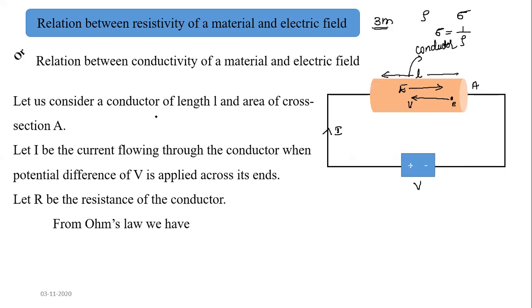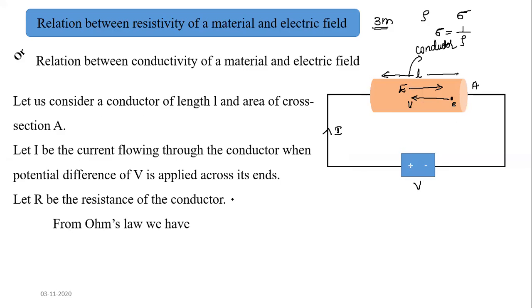Okay, let us consider a conductor of length L and area A. Let I be the current flowing through this. So current I is flowing when the potential difference of V is applied across its ends. Let R be the resistance of the conductor. So this conductor will have resistance, and that value will be R.